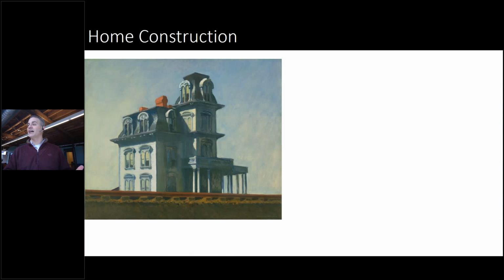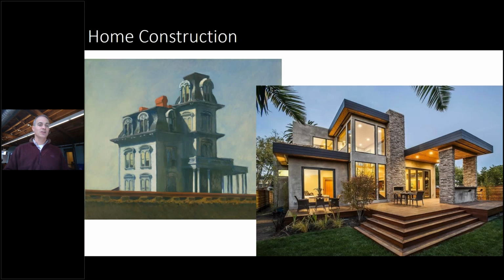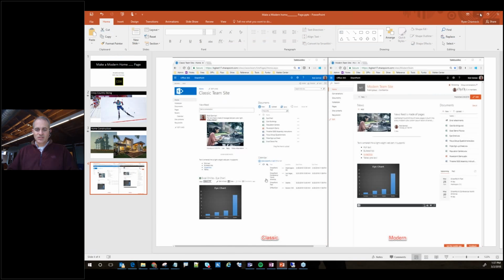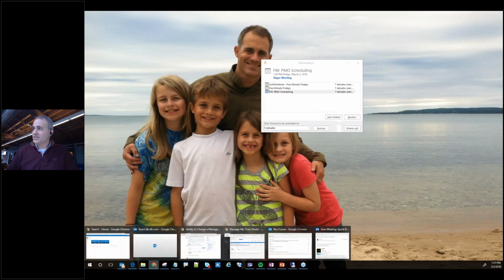Just like you can have a classic house, you can have a modern house. And here's a great slide where you can have classic on one side and modern on the other. So let's get right to the demo. The demo looks something like this. So let me pull up my screen.